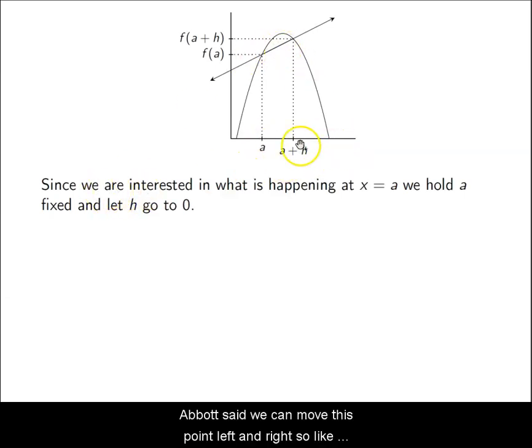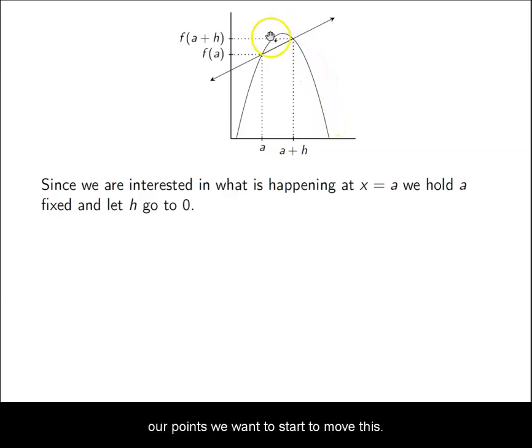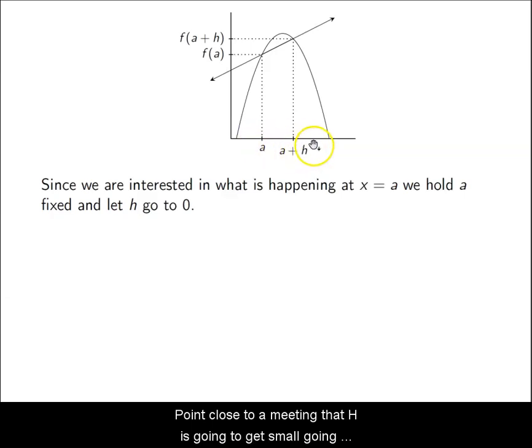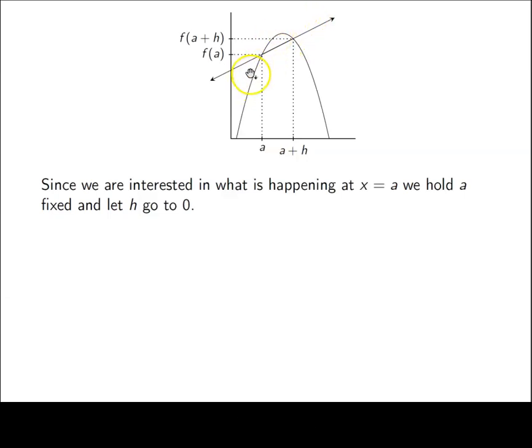As I said, we're going to move this point left and right, so away and towards our point. Really what we want to do is not go away from our point. We want to move it close to our point. So we want to start to move this point close to A, meaning that H is going to get small. It's going to go to 0. I want to really see what happens when this goes to 0 and the points meet up at one point. So what's going to happen is that the point on the curve is going to get closer and closer and closer, and this secant line is going to have a greater and greater slope. Okay, and I want to see what happens when I go all the way to 0.